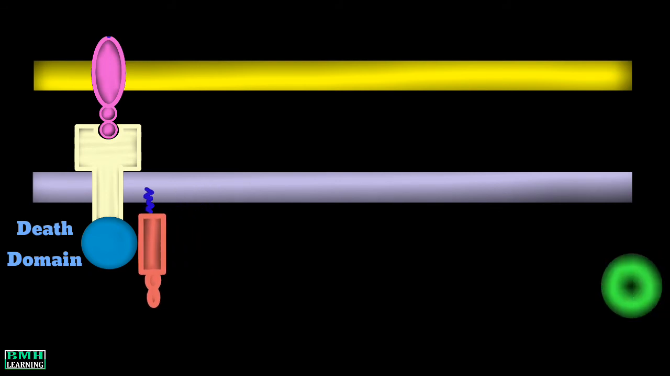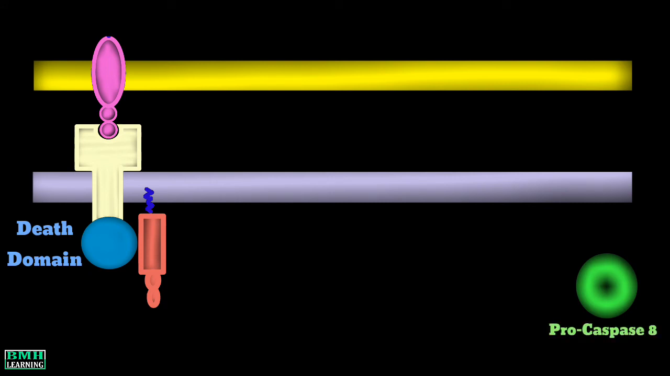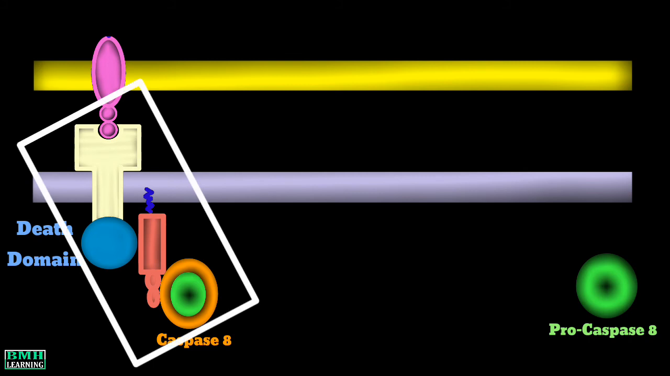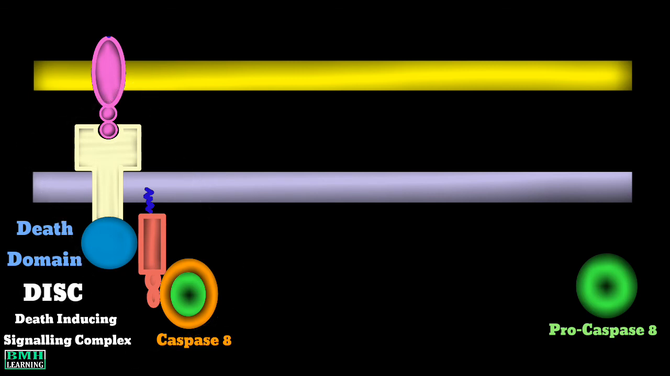And now comes the turn of apoptotic enzymes, first being procaspase 8 in its inactive form. Its activation is achieved when procaspase 8 is recruited to FADD, and this makes it caspase 8. Now the whole complex, comprising the receptor with its death domain, the FADD protein, and caspase 8, is formed and referred to as DISC, death-inducing signaling complex.